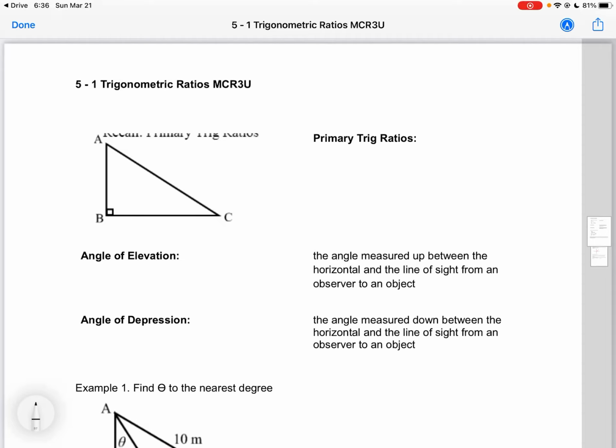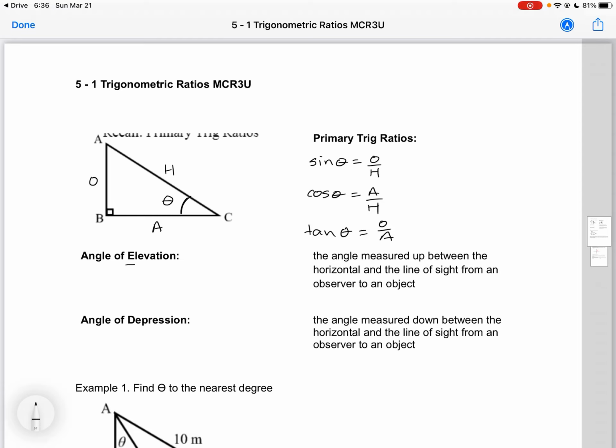This video goes over trigonometric ratios and angles in standard position. So let's start off by just remembering our primary trig ratios. If angle C is our theta here, we've got our opposite side, our adjacent side, and our hypotenuse. Our primary trig ratios are sine theta is opposite over hypotenuse, cos theta is adjacent over hypotenuse, and tan theta is going to be opposite over adjacent.